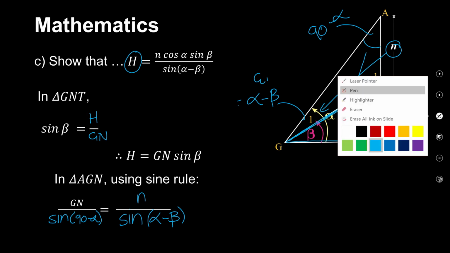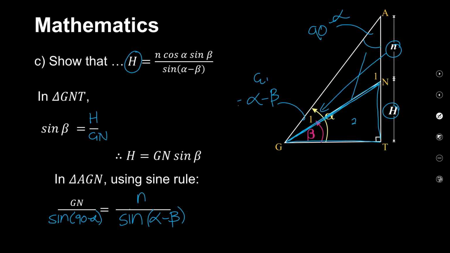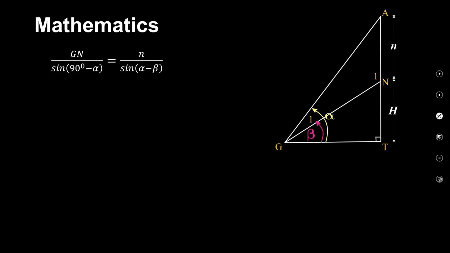Let me just remind you what we've done. We've said in this triangle AGN, Gn over sine of A is equal to An, which is little n, all over sine of G1. And that's the expression that we have here. Okay, so there's a neater version of what we had earlier.